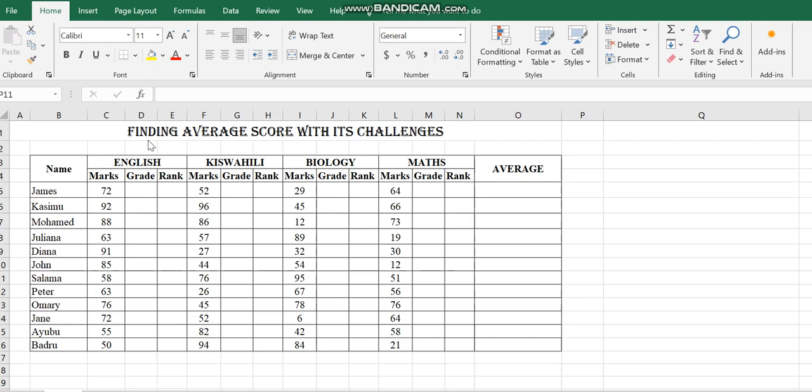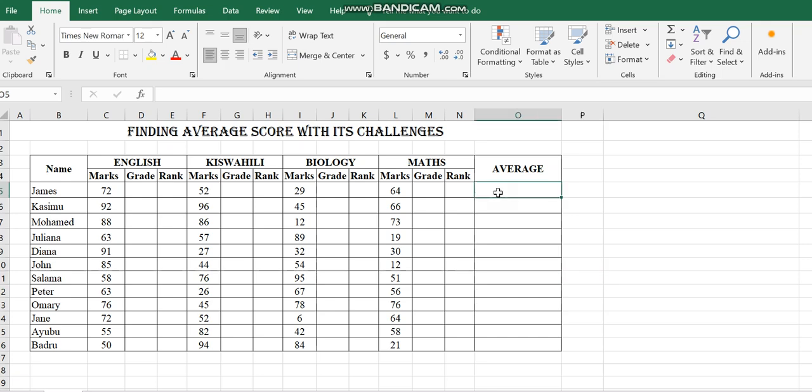The discussion is about finding average score with its challenges. Now, the formula to find the average seems to be so easy, but it has got some challenges. Our discussion will be based on how to overcome those challenges.